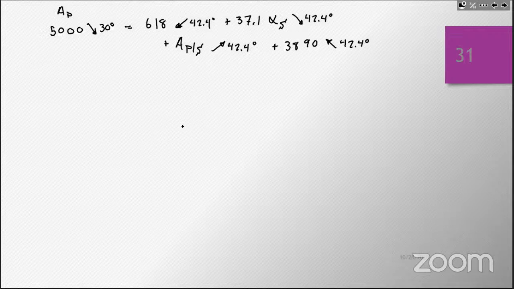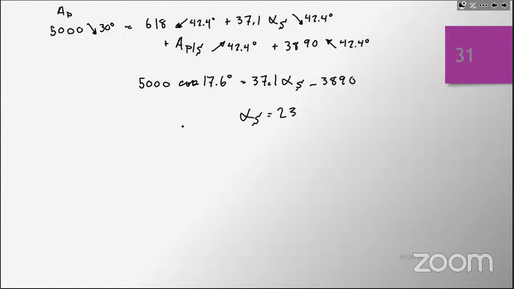So we're going to break things into components that are perpendicular to the slot. And if we do that, we get 5,000 cosine of 17.6 degrees is equal to 37.1 alpha S minus 3890. So alpha S is equal to 233 radians per second squared.